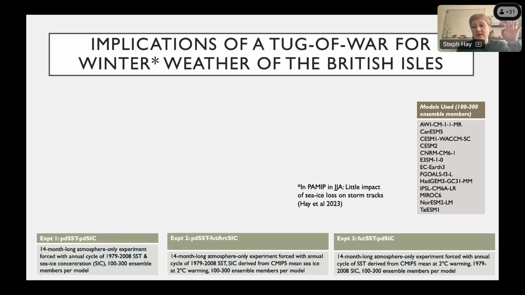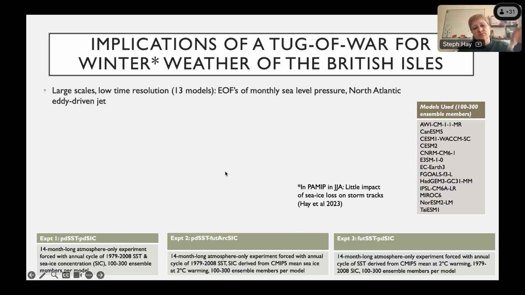I use up to 13 models, which have between 100 and 300 ensemble members, and 3 experiments. There's a control experiment, one with low sea ice and one with higher SSTs. These are all AMIP style, 14-month long, forced with annual cycle of SSTs or sea ice. And I'll just briefly go over this part.